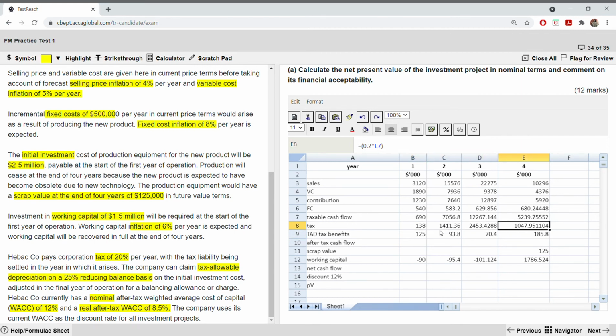Okay, now we have after tax cash flow. How are we going to find the after tax cash flow? It is simply taxable cash flow minus tax plus your TAD. Okay, so equal to this minus tax plus TAD. Okay, drag it to the other cells.